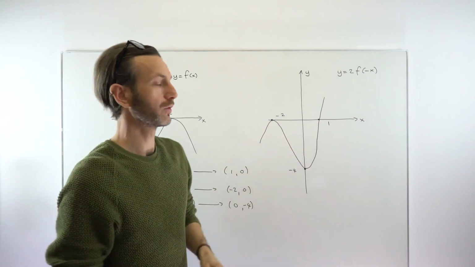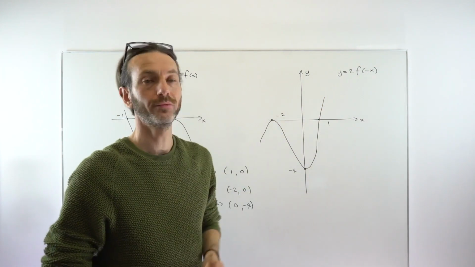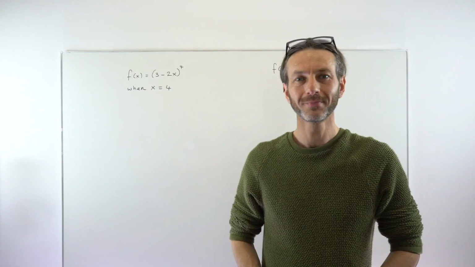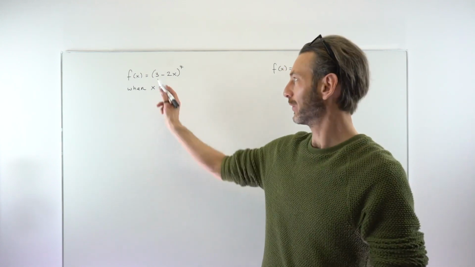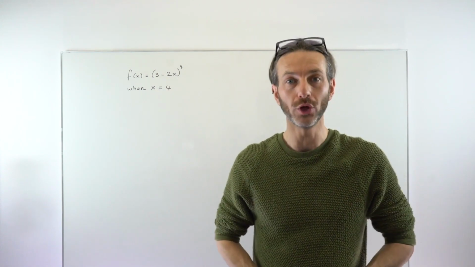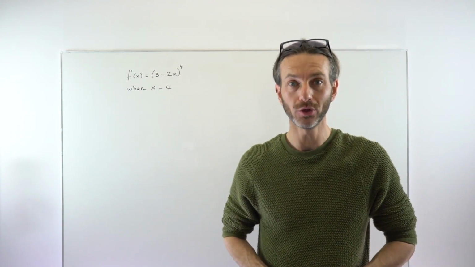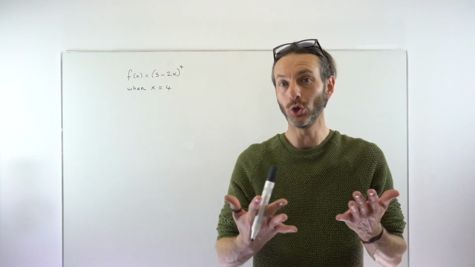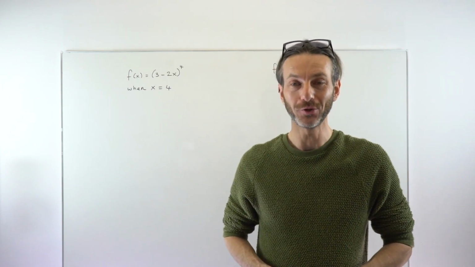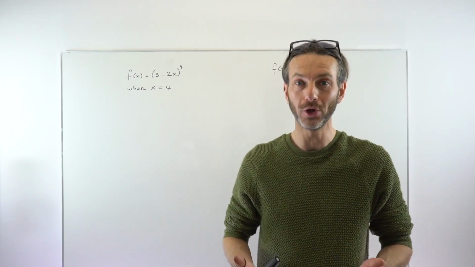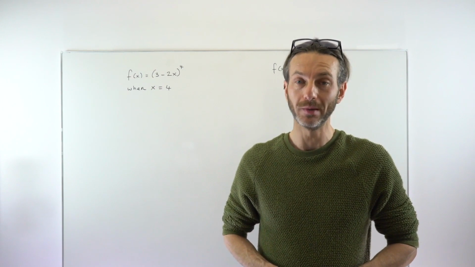So that's the transformed graph 2f of -x. In question 5, we're given this function f of x and we're asked to find a rate of change when x equals 4. The challenge with this question is the interpretation, like what does rate of change mean? You should technically know that that is just code for derivative. So rate of change, derivative, essentially the same thing.